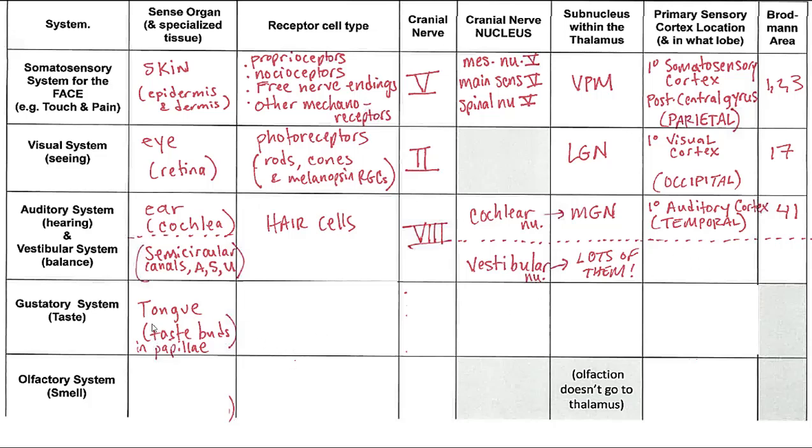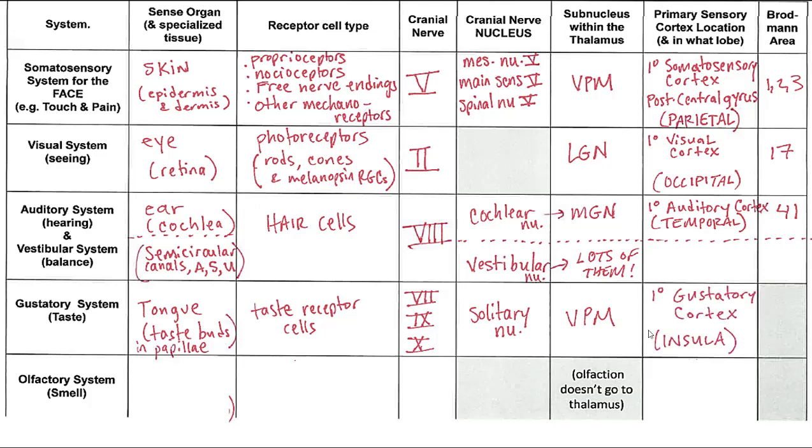The gustatory system relies upon the tongue, and particularly the taste buds and the papillae. The receptors are called taste receptor cells. The cranial nerves are cranial nerve 7, 9, and 10. The solitary nucleus in the brainstem processes that information, and then sends it on to the VPM of the thalamus and to the primary gustatory cortex in the insula.